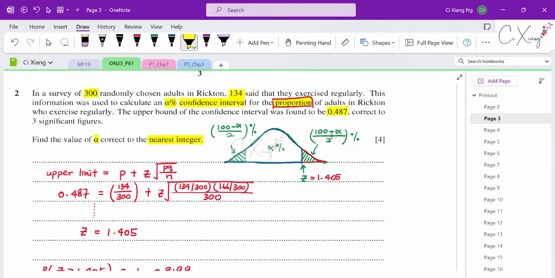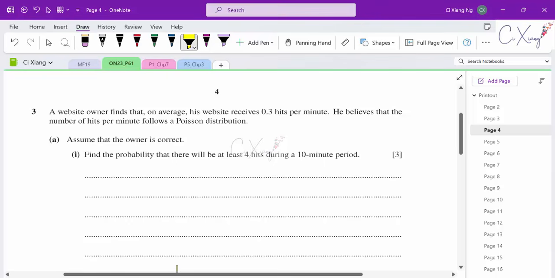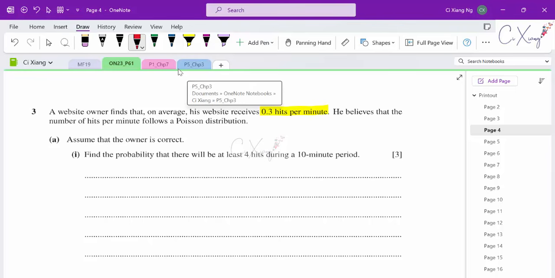Alright, so this is how we solve this question. Okay, so question number 3. A website owner finds that on average, his website receives 0.3 hits per minute. So highlight this phrase. When you see the average number given in a given interval, per minute, or maybe per hour or whatsoever, this question basically tells you that it's a Poisson distribution. But for this question also, they already tell you the keyword here, follows the Poisson distribution.